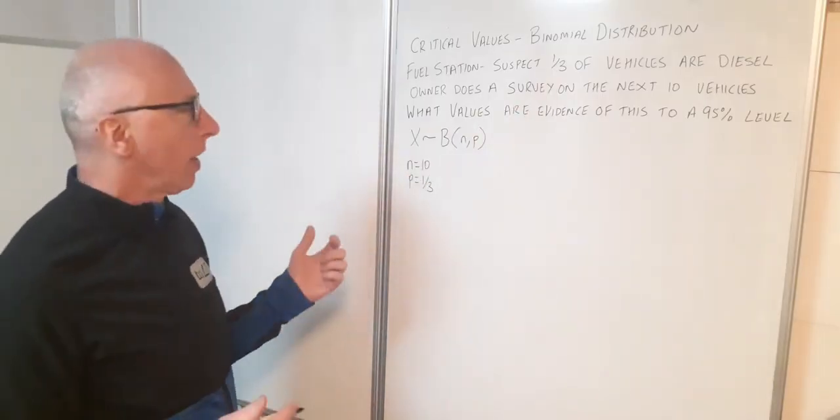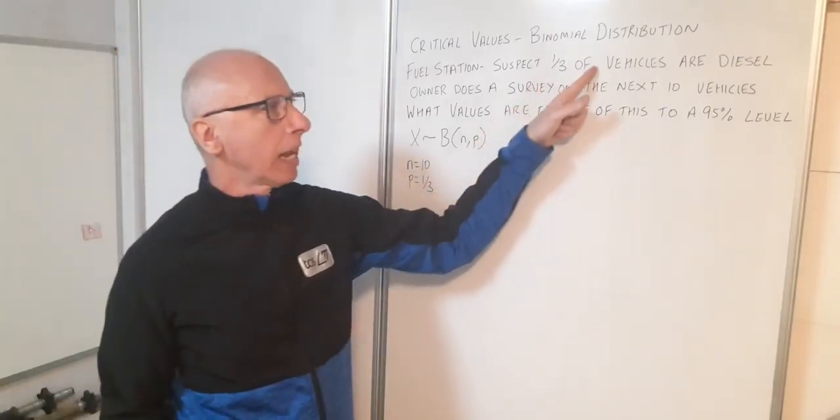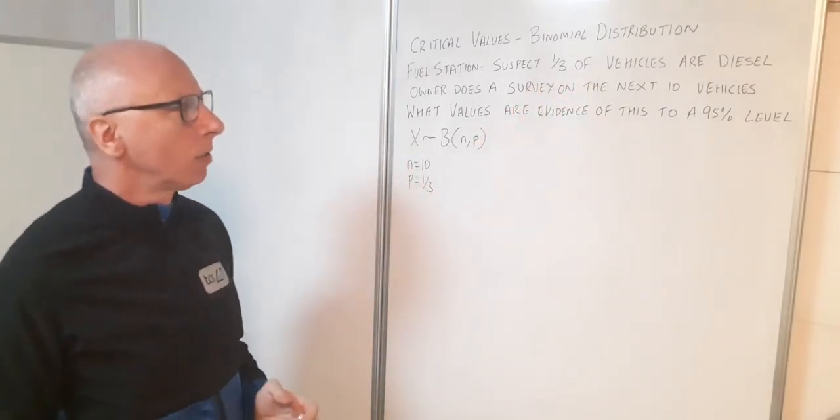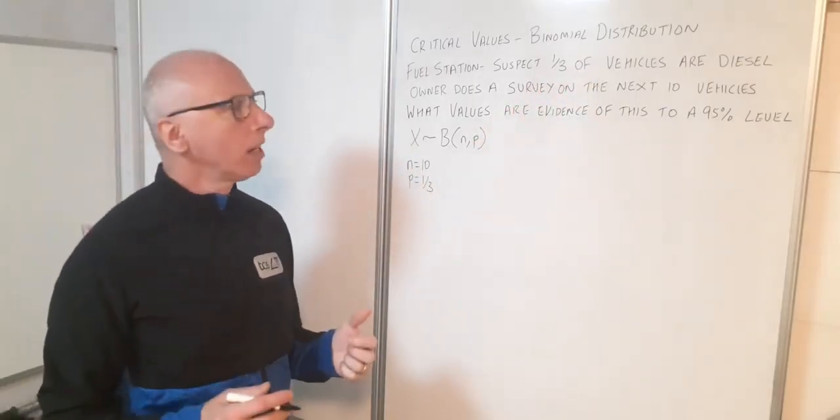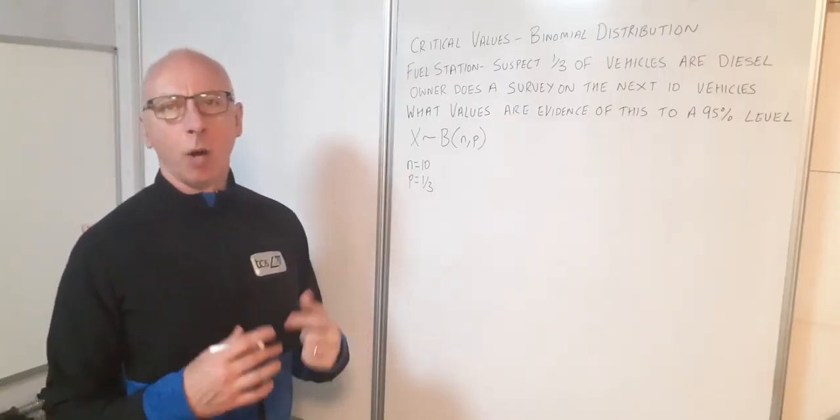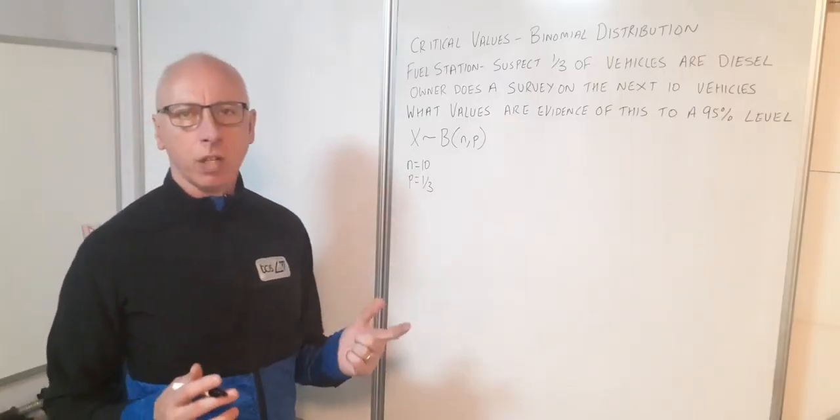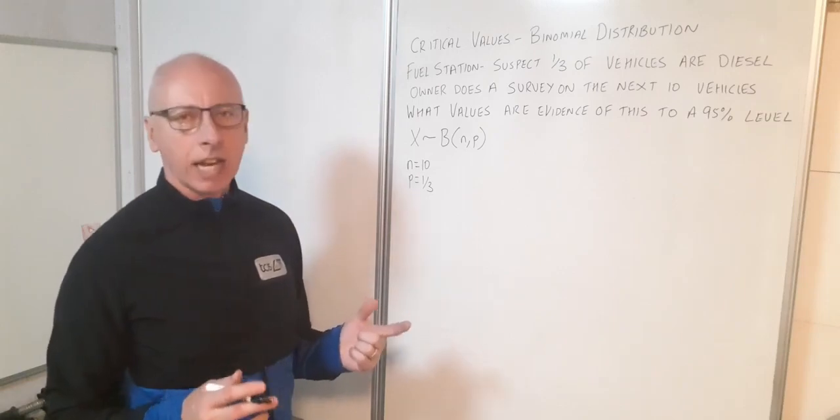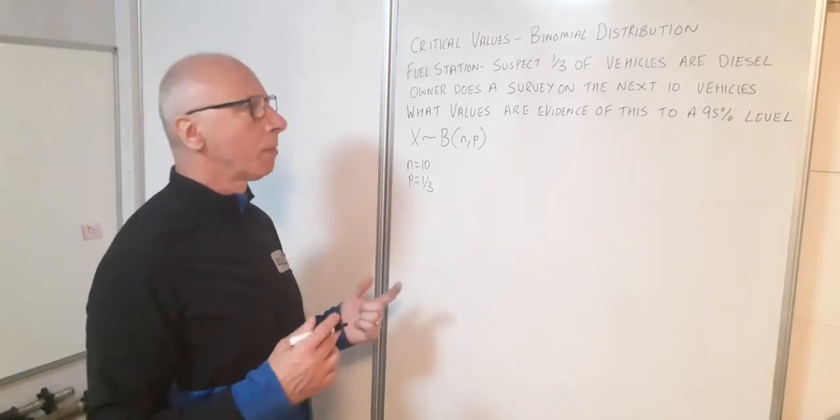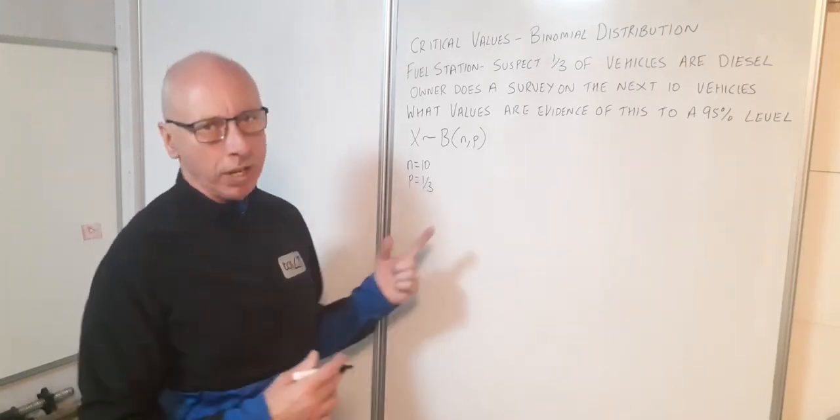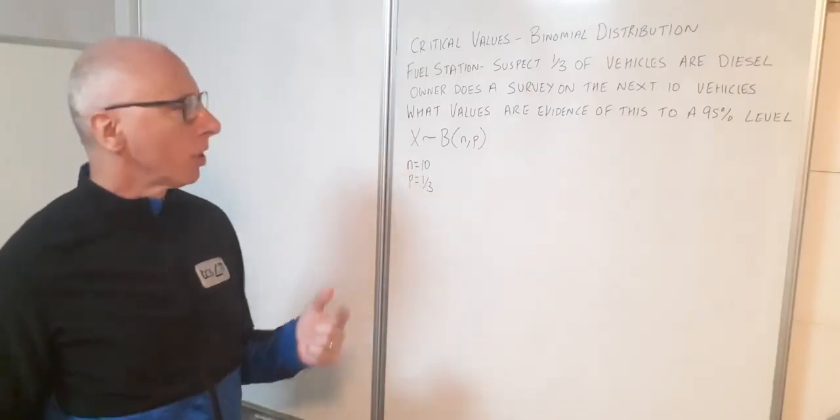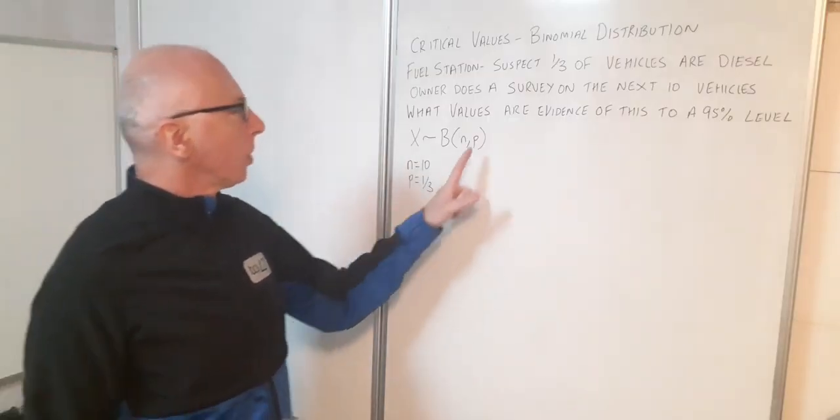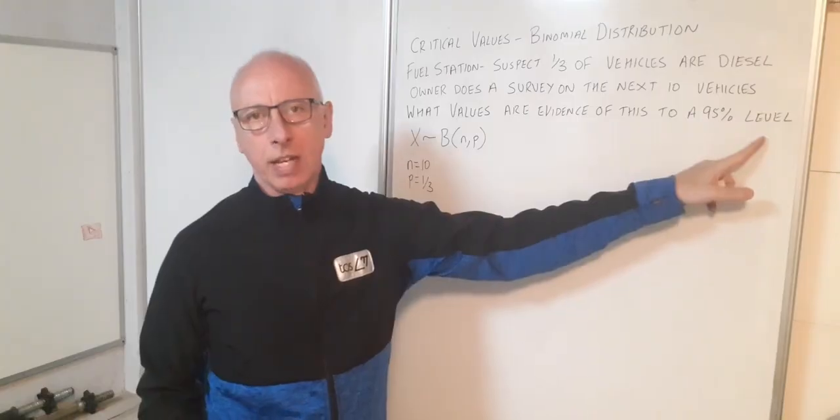And we want to find the values of x which support his claim that a third of the vehicles are diesel. So to do that in this test, we're going to try and find the opposite of that and find which values are evidence that his claim is incorrect, and maybe there's some evidence to show that, and then we'll put in those values. So here's how we're going to do it. So first of all, evidence to the 95% level.